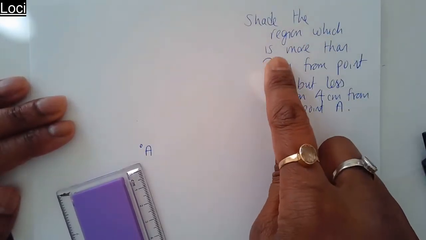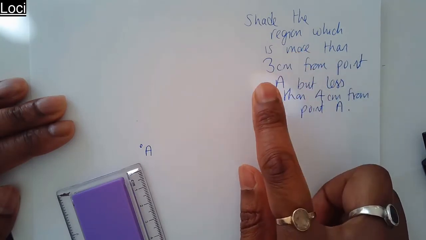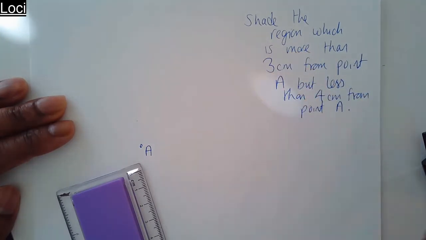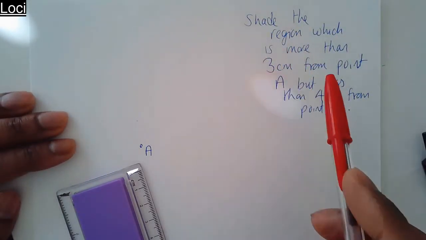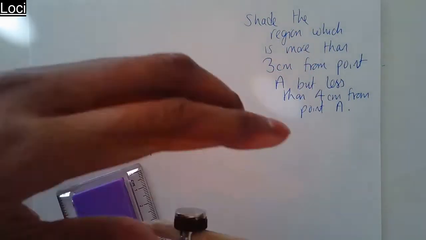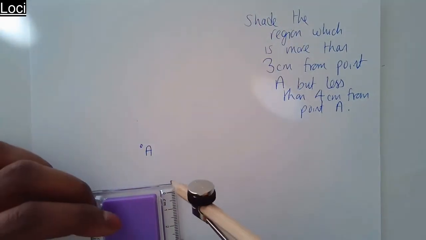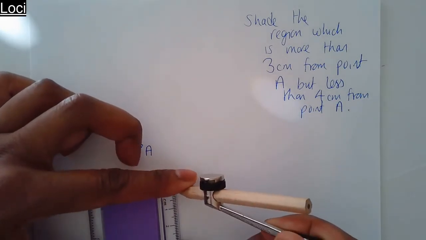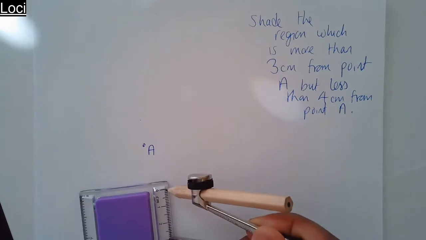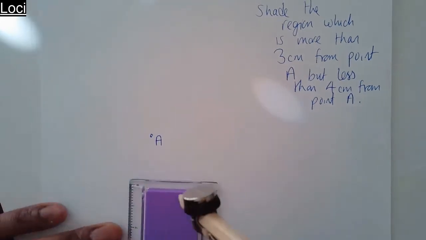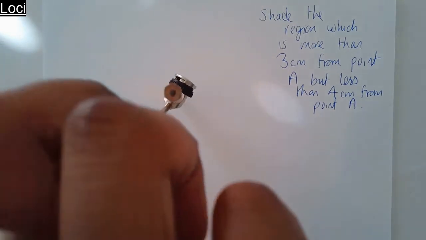Shade the region which is more than 3 centimeters from point A, but less than 4 centimeters from point A also. So shade the region which is more than 3 centimeters from the point we're talking about, A. Three centimeters. So put the needle on the point A.